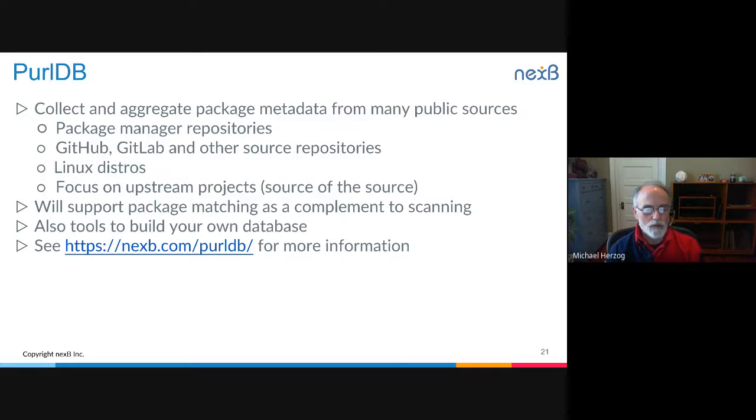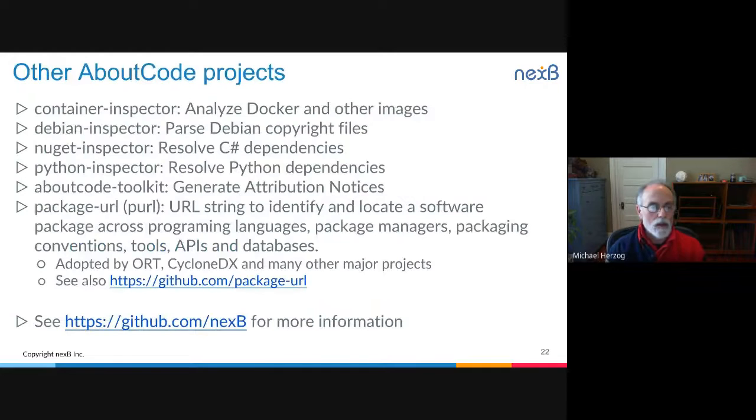And as with VulnerableCode, there are tools to build your own database, but we think most people want to use one that's pre-built, because it's not everybody's specialty. It's our specialty. It's our full-time job, not necessarily anyone else's full-time job. So you can see what we have today at the PurlDB on GitHub, and also from other projects. Just to let you know the scope of this.